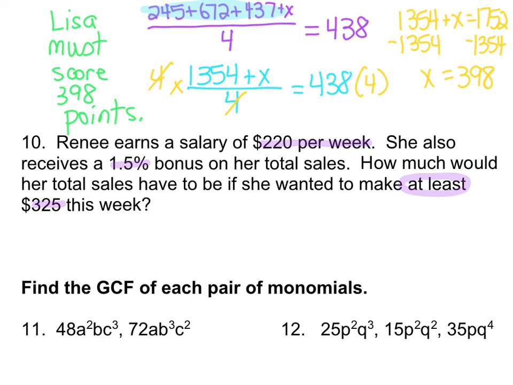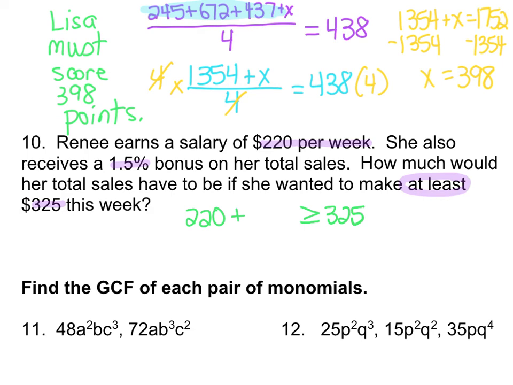So we can see right there that's going to be an inequality. Everything that she makes needs to be greater than or equal to 325. That's what at least means. She wants to make that amount or she wants to make more. So this is for just this week. So we know that she made the $220. But then we also know that she makes 1.5% bonus on her total sales, which we don't know what her total sales were, but that's what we want to know.